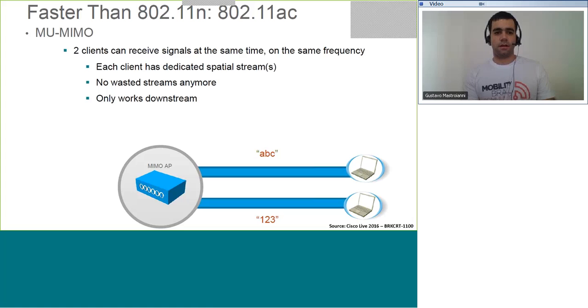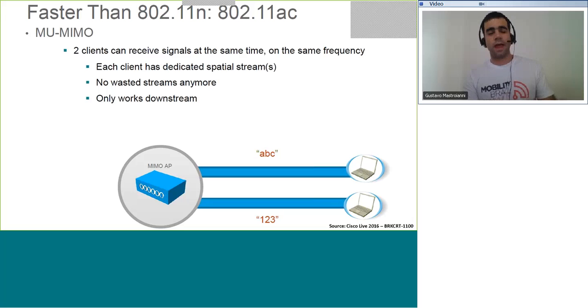send from the AP to the client, to 2 different clients at the same time on the same frequency. It can send for 2 of them. It's always downlink, so it's always from the AP to the client and not from the client to the AP. Also, they must be far away from each other, not too near, otherwise the mu-MIMO will not work. So this is one of the features that mu-MIMO gives to the network.